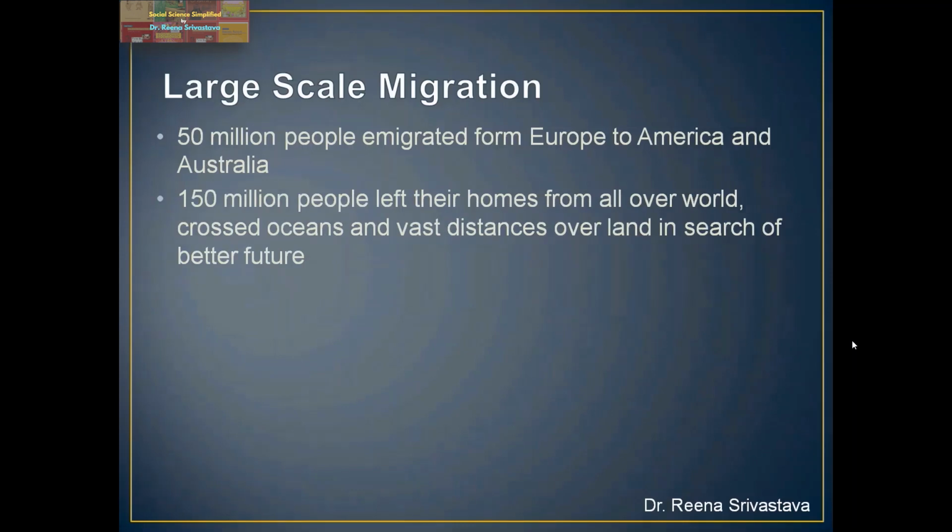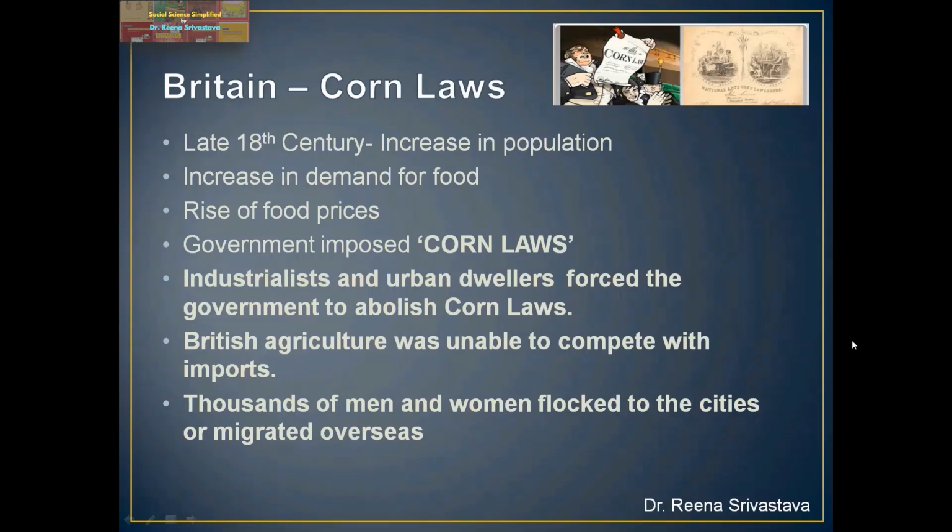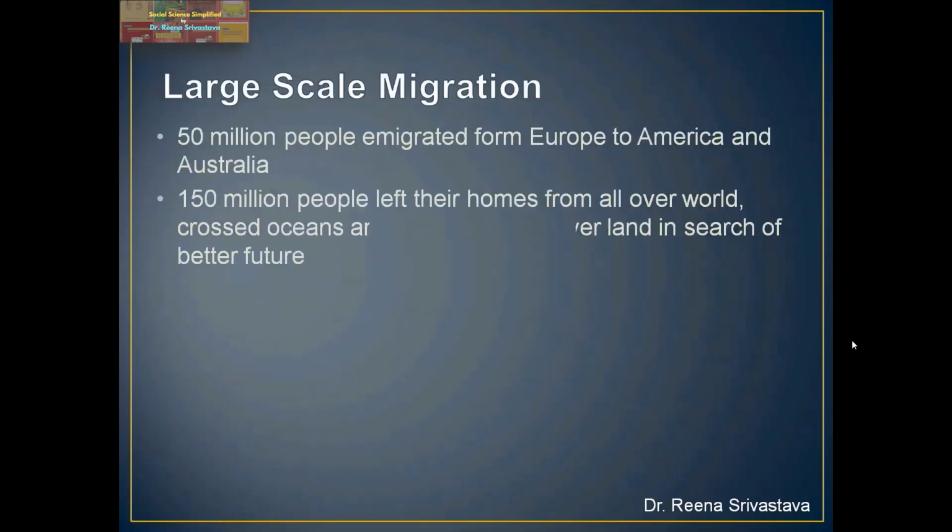Okay, and if we talk about the whole world, around 150 million people left their homes from all over the world. They crossed oceans, even traveled vast distances over land in search of a better future. So now in this example, what is happening? There is movement of people, and movement of people is one of the factors in the making of the global world. Okay, in the first example, अगर आप पीछे जाओ क्या हो रहा है? There is import and export of goods and services. This is also one of the factors of the making of the global world.